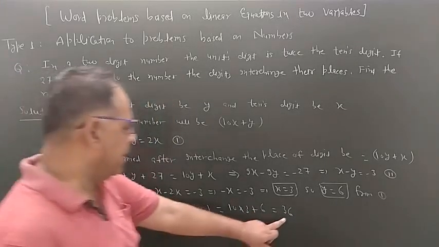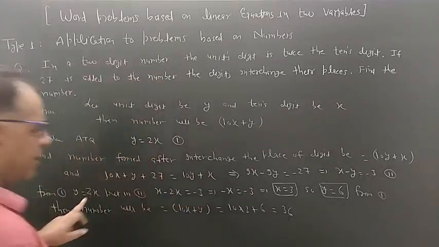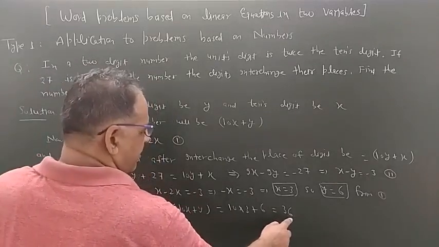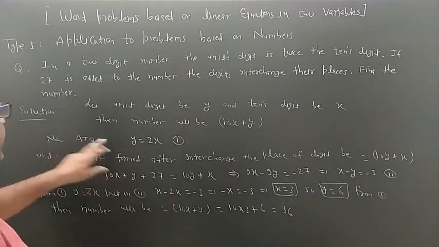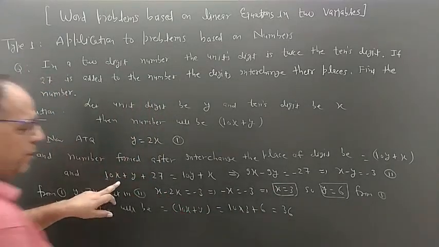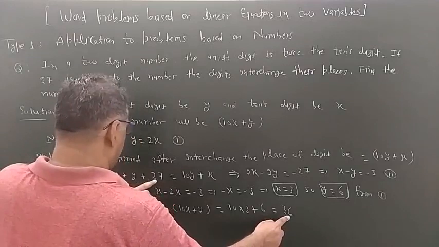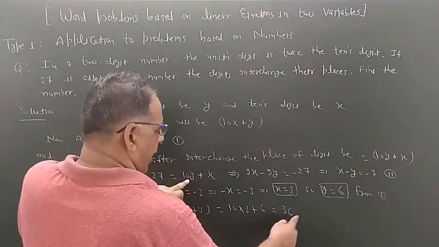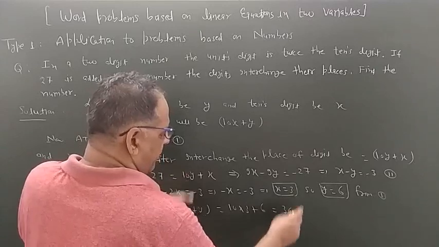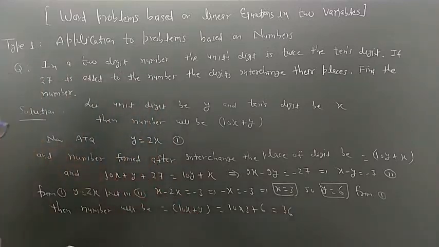For 36, the unit digit is double the tens digit. So this is the verification of the first equation. Now if this number is added with 27, this becomes 63. Again, after interchanging the digits, we have the number 63. So now the number becomes 36.